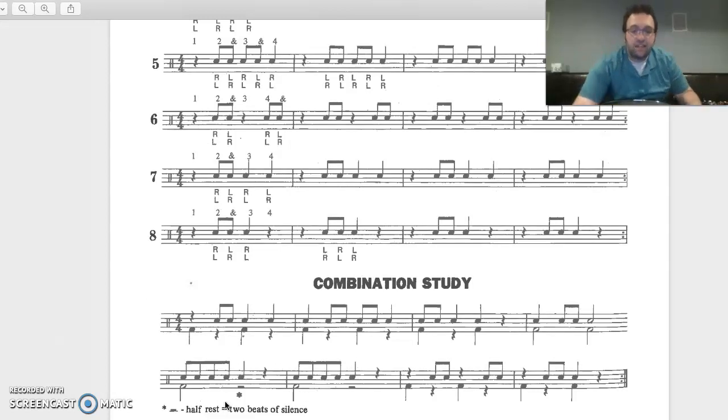And you'll see these 2 measures are exactly the same. We've got a half note at the end here. So we have 1, 2, and 3, and 4, and, which is a rest. Right? A half note's another way of writing a quarter note and a quarter rest. This right here can look exactly like this. Same thing.